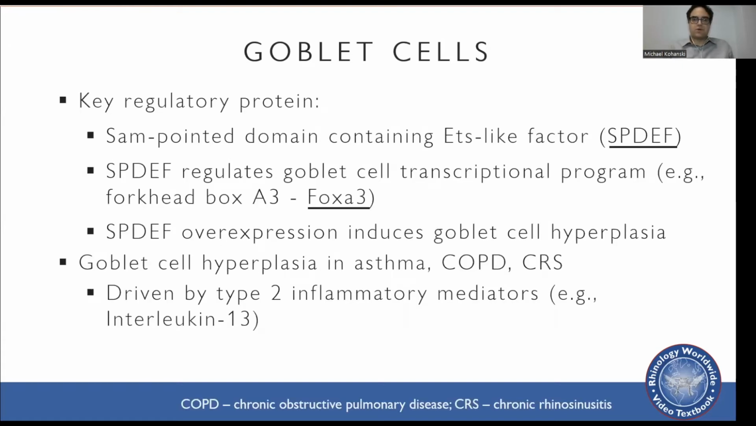So the key regulatory proteins that govern goblet cell differentiation include the SAM-pointed domain containing ETS-like factor, SPDEF, which regulates the goblet cell transcriptional program along with Forkhead box A3, FOXA3. SPDEF overexpression is known to induce goblet cell hyperplasia. Goblet cell hyperplasia has been observed in the airways of patients with asthma, COPD, as well as chronic rhinosinusitis, and it can be driven by type 2 inflammatory mediators such as interleukin-13.